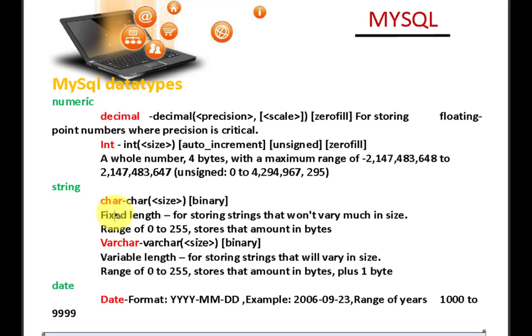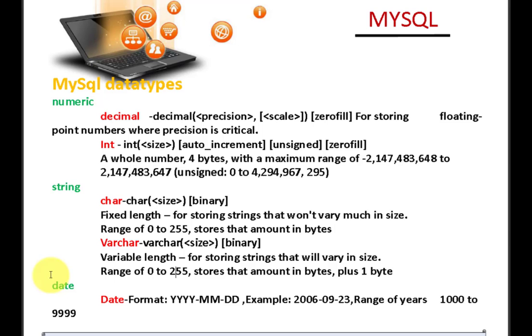But with char, if you have assigned 20 as the size, it will always use 20 bytes, not less. Even if the size of your string is 5, it will use 20 because you have assigned 20. That's why it is called fixed length and this is called variable length. Clear? Its range is the same, 0 to 255.